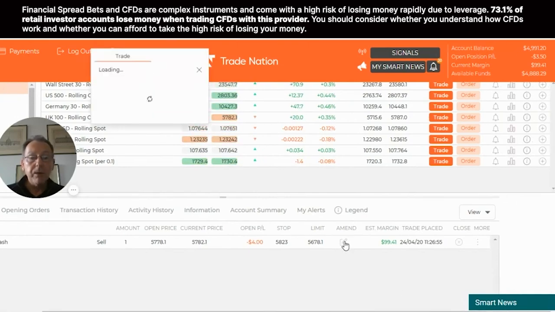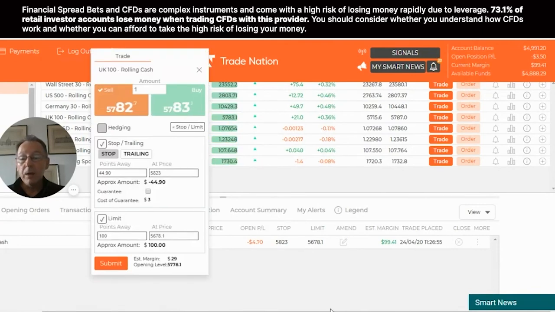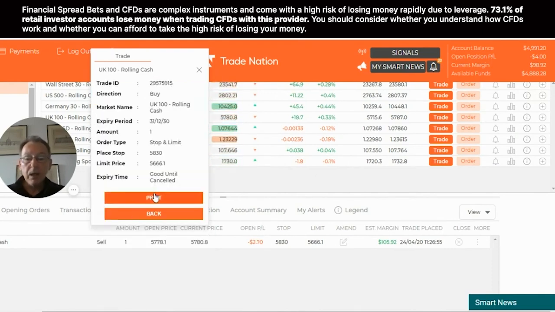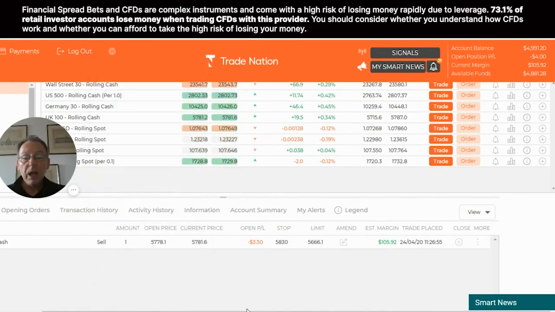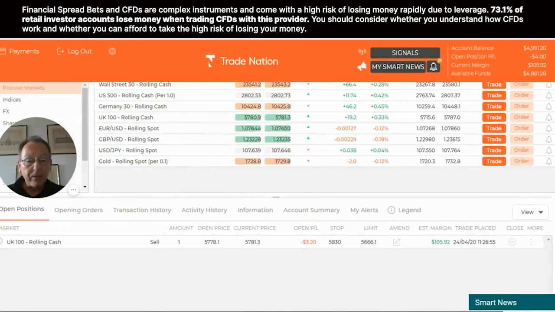I click on the amend button, the ticket comes back up, and I could say now move my stop up to 58.30, for instance. And I might want to move my limit a little bit closer. I can do that either by points away or price, but let's say up to 112 points away from my opening level. So I'm looking to try and make a little bit more. Submit that. There's the confirmation. And both those orders are updated instantly in my open positions.